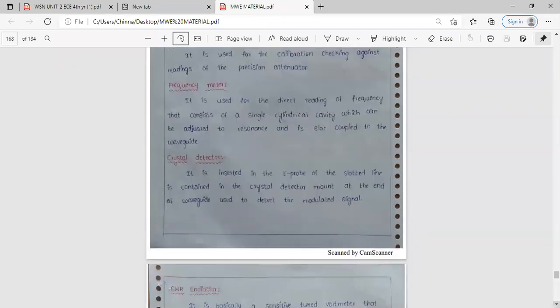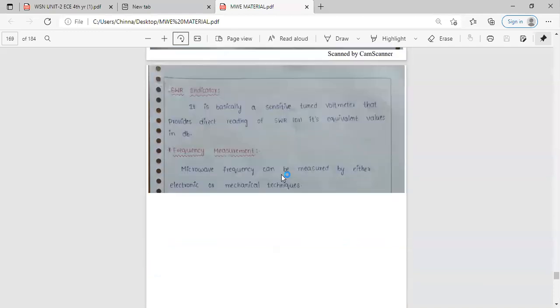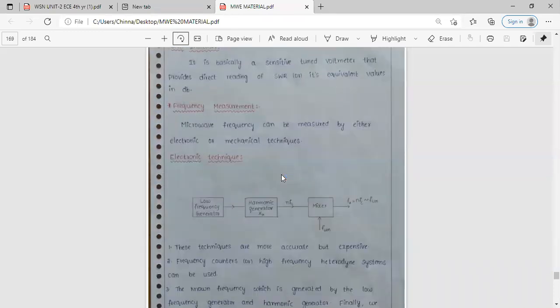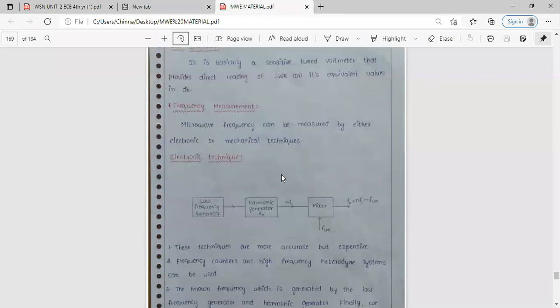Here, the frequency meter and crystal detector. Here is another important topic, already discussed. The frequency meter consists of a single waveguide. Again, the crystal detector is inserted into the E probe, already discussed here. And frequency measurement of microwave measurements is the topic we have put in the heading. In that, first comes frequency measurements. We have different types of techniques that will be used for the frequency measurement.